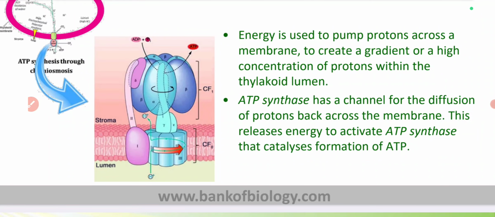Energy is used to pump protons across a membrane to create a gradient, or a high concentration of protons, within the thylakoid lumen. ATP synthase has a channel for the diffusion of protons back across the membrane. This releases energy to activate ATP synthase, which catalyzes formation of ATP.